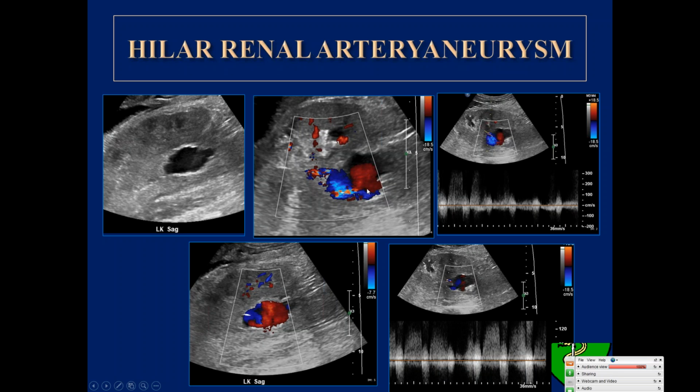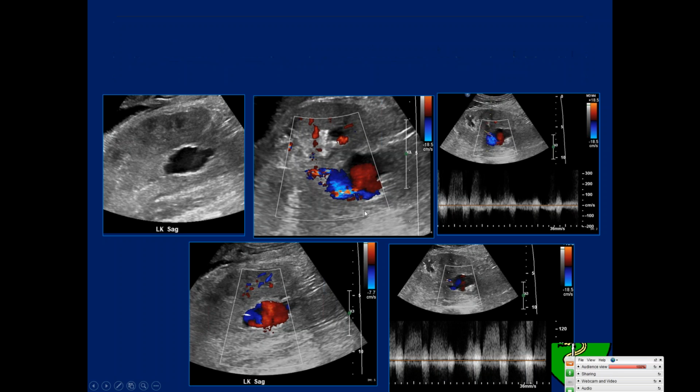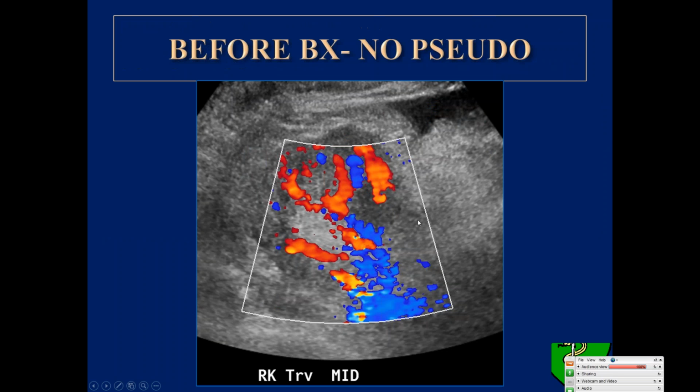And to be sure, you can always look at the prior imaging, like in this patient. This is a prior exam, and that showed that there is no pseudoaneurysm on the prior imaging. So it was related to the biopsy.